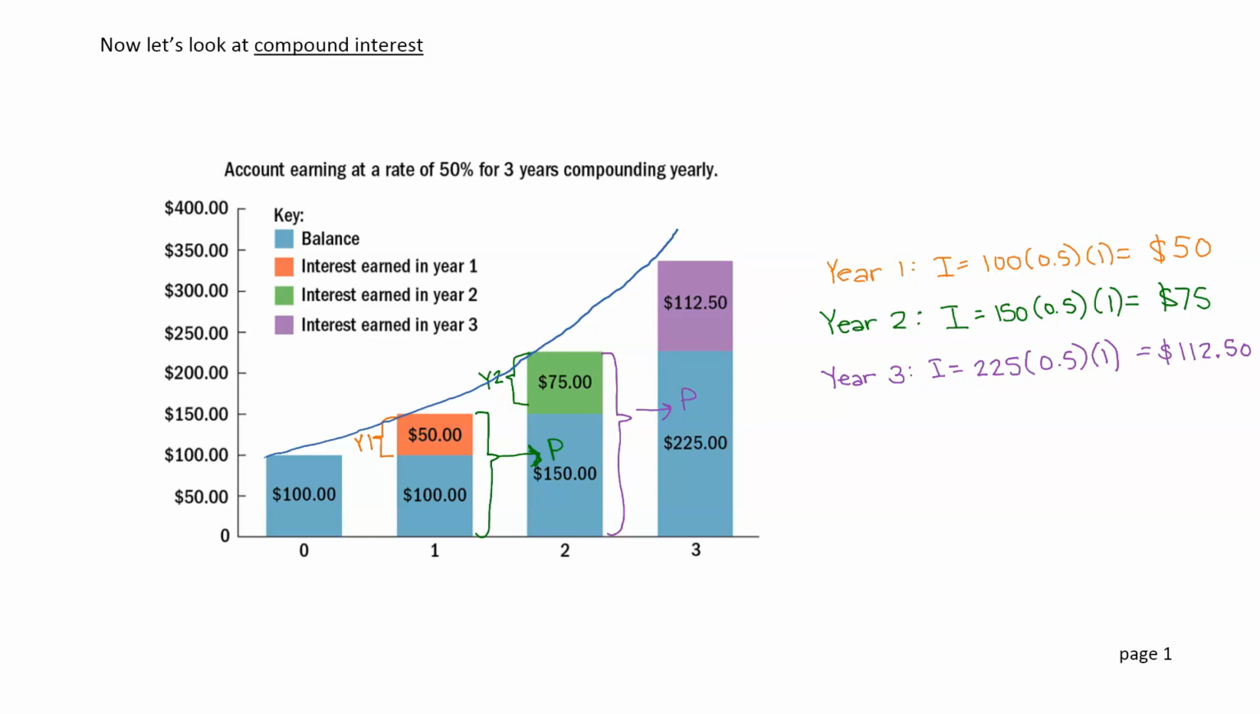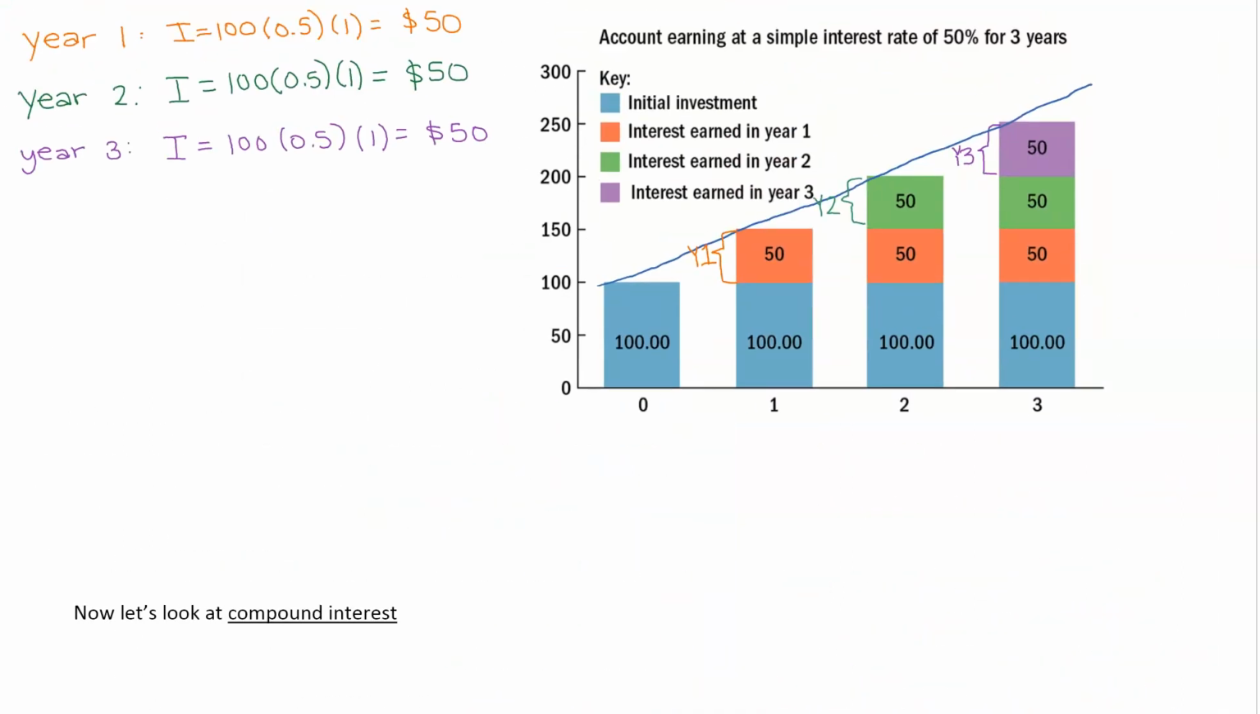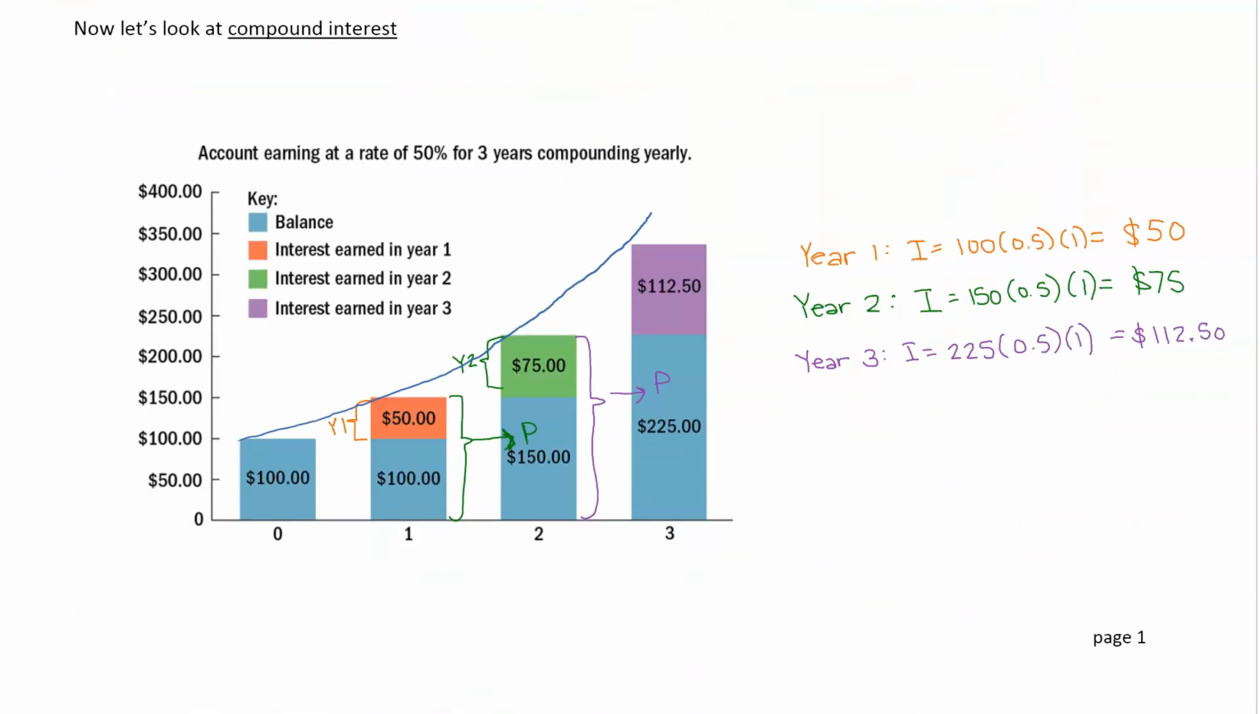So now let's compare the two accounts. In the first account, using simple interest, at the beginning of that third year, we have $250 in the account, which is great. Now, in the second account with compound interest, there is $337.50 in the account at the beginning of the third year. So you'll notice there's a difference of not quite $100. So the big question is, which account do you want to have?